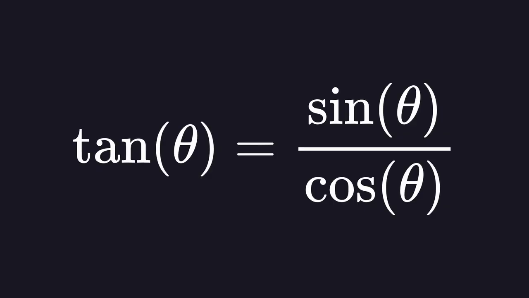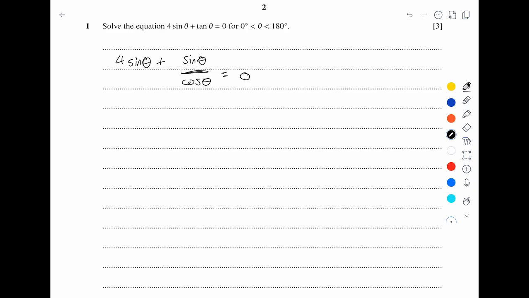The key here is to remember that tan theta is equal to sine theta over cosine theta. And then knowing this, we slot that into our equation. Okay, cool. So now we have 4 sine theta plus sine theta over cos theta is equal to 0. So what? How has using this helped us?